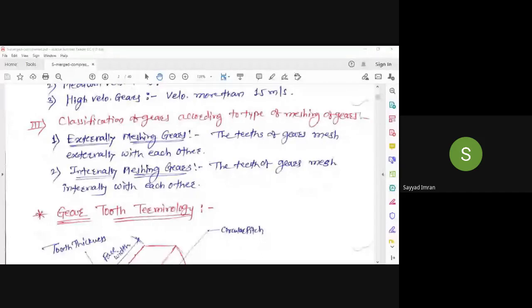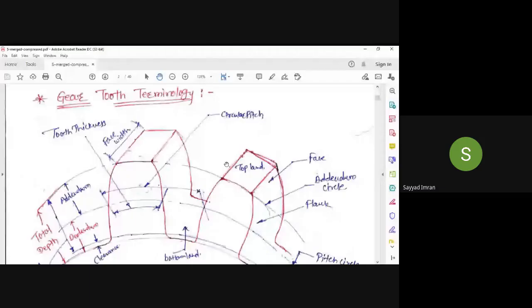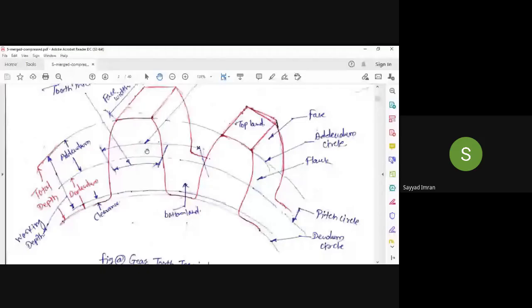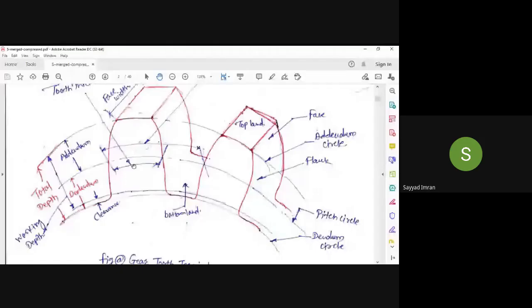Now, very important point, that is gear tooth terminology. Okay, so this is the diagram of gear tooth terminology. Now carefully observe, and you can draw afterwards. I have shared this on the LMS, so you can refer there. This is the gear teeth. You can observe, this is one tooth. This is another tooth.